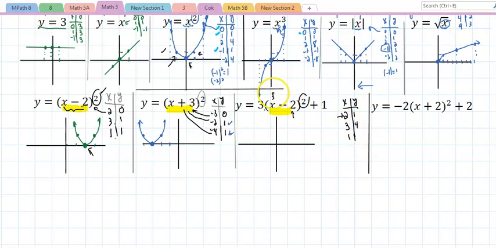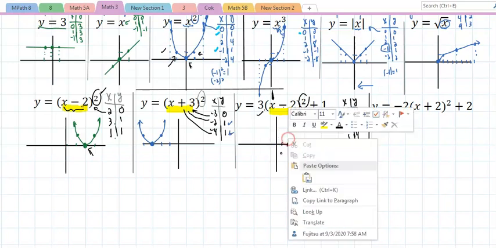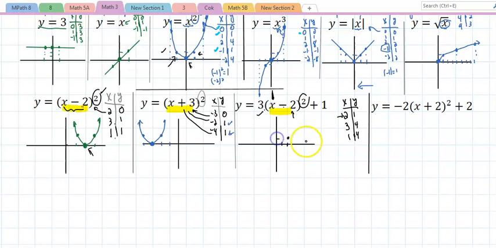How about a 1 right there? Isn't 1 minus 2 negative 1 squared? That's a positive 1 times 3. That's 3 plus 1. That's a 4. So we have 2, 1, 1, 2, 1. And 1, 2, 3, 1, 2, 3, 4. And 1, 1, 2, 3, 4.